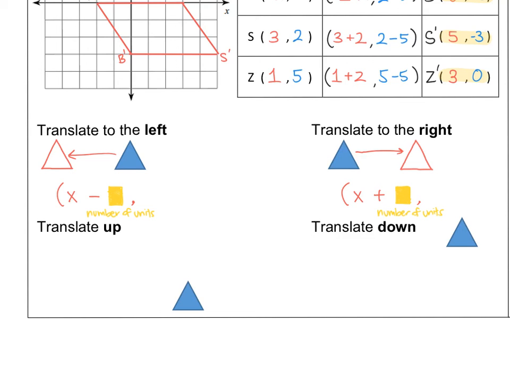A translation rule that would describe an object translating upwards, or moving up a certain number of units, after the comma, we would have y plus the number of units that this object is moving upwards. A translation rule for an object getting moved downwards would have the format comma, y minus the number of units that the object gets moved down.